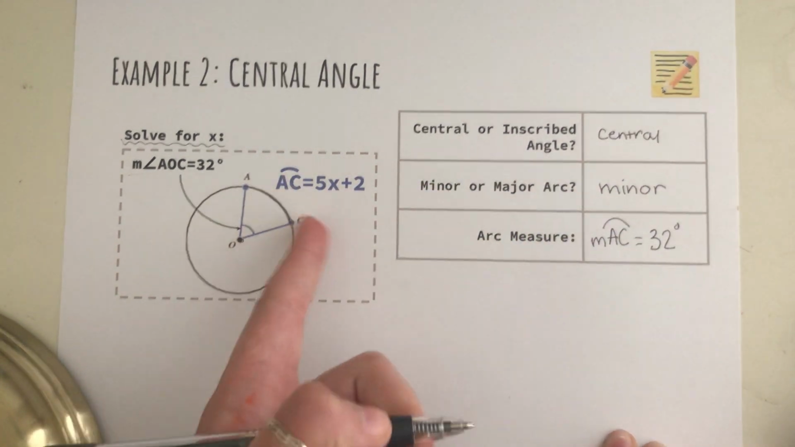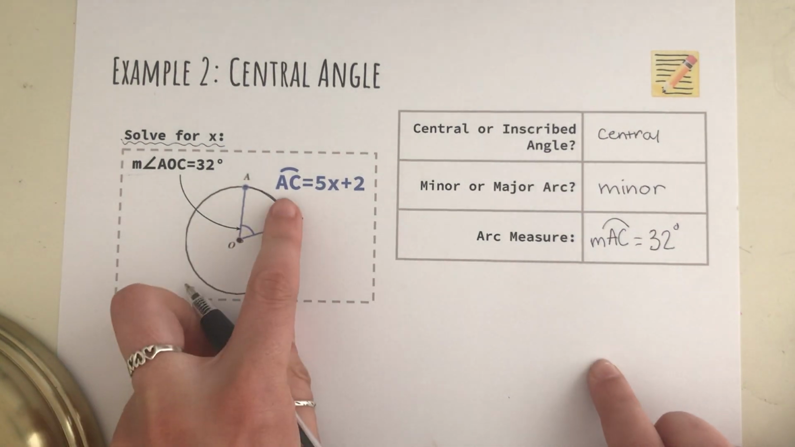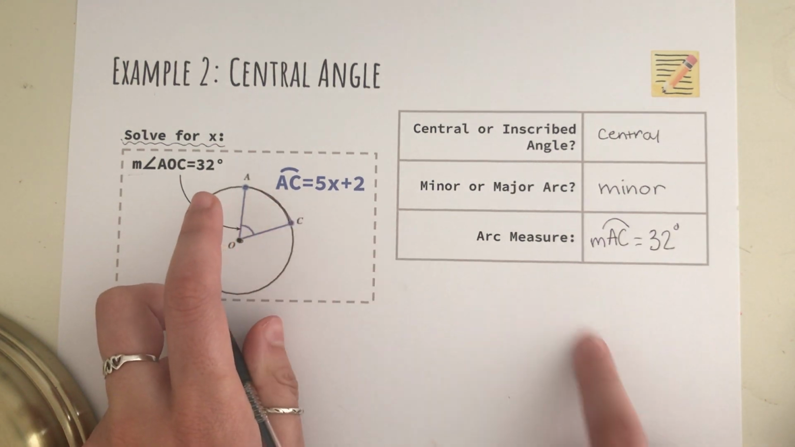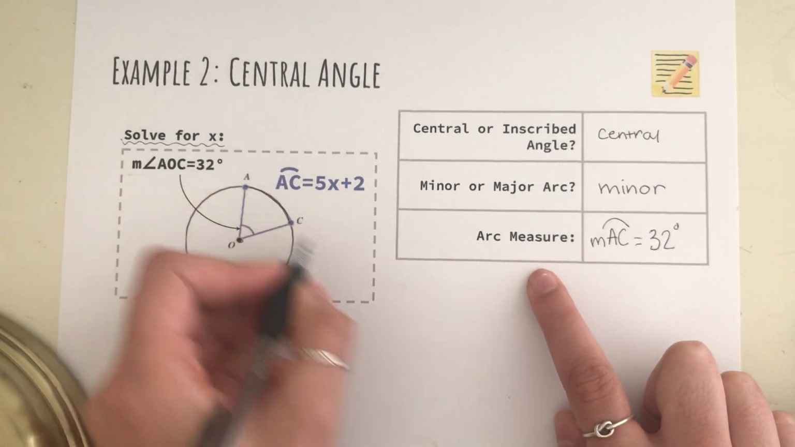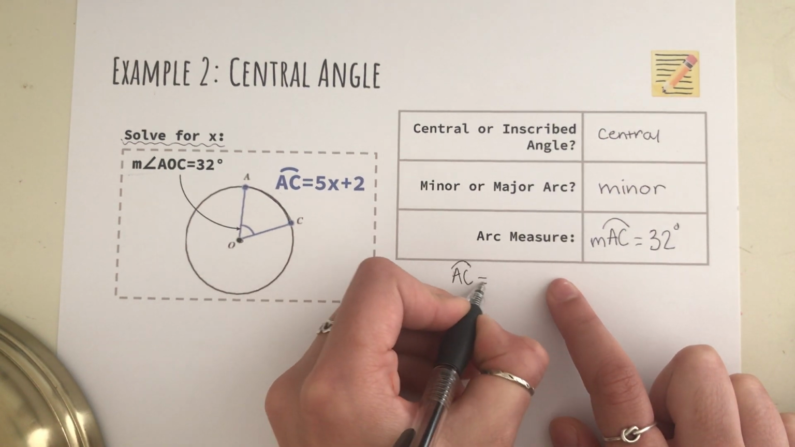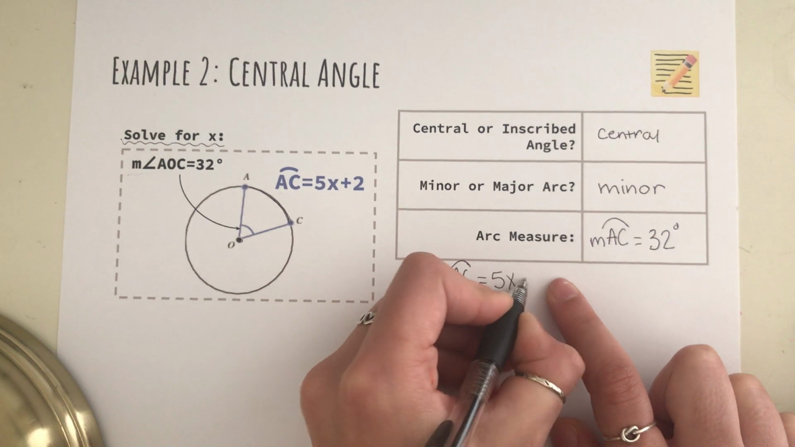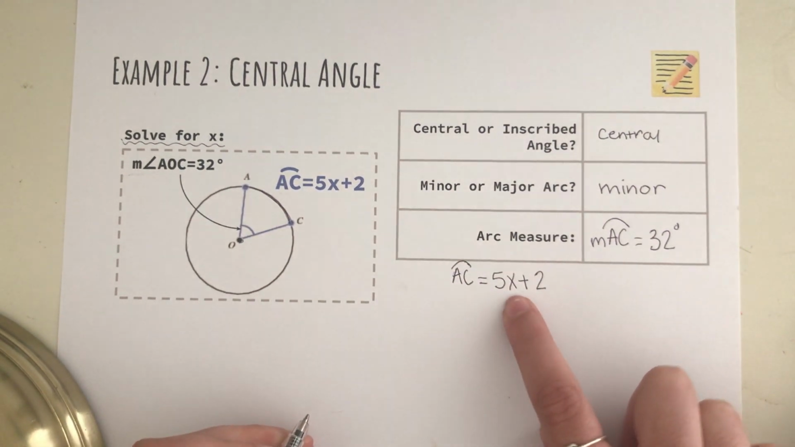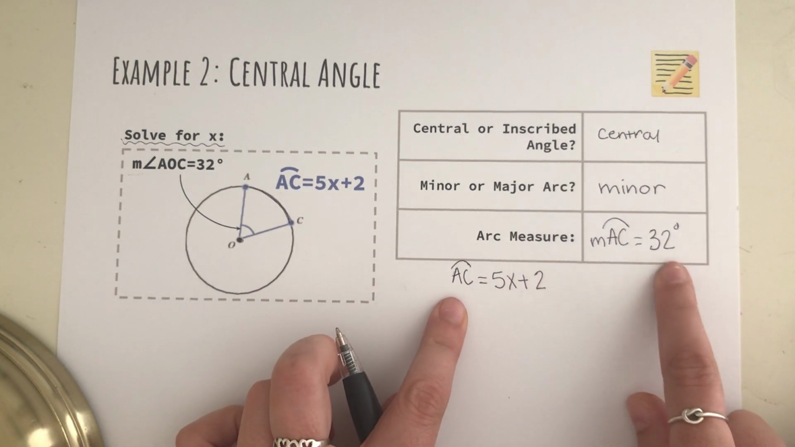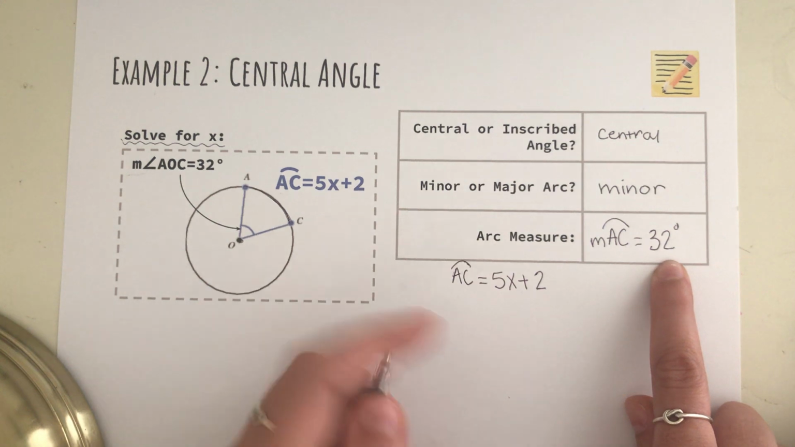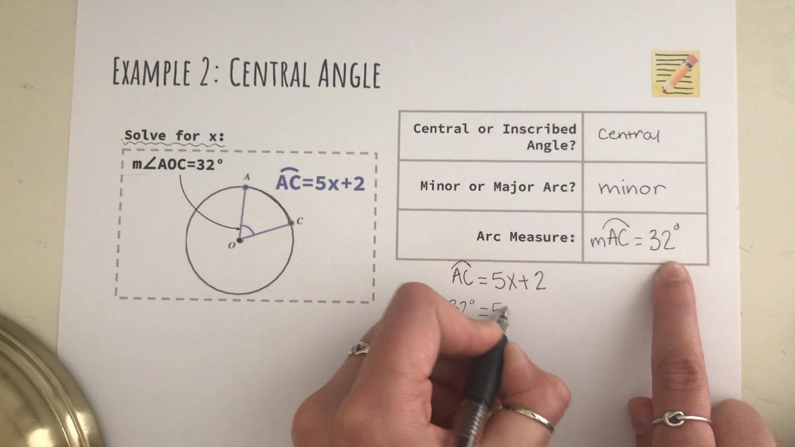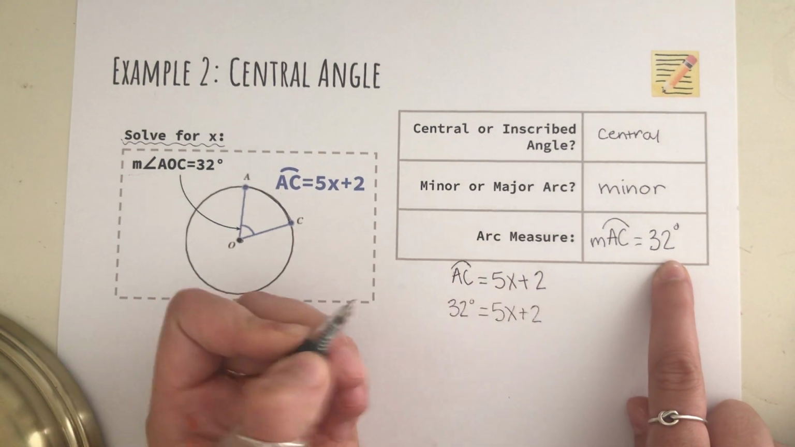Now, I need to solve for x. And if I know that arc AC is 32, I can put that in and solve for x. I'll set up my equation. So arc AC equals 5x plus 2, and I need to solve for x. Now, luckily, I do know what the measure of arc AC is, and that measure is 32 degrees. So rather than writing arc AC, you're going to write 32 degrees equals 5x plus 2.